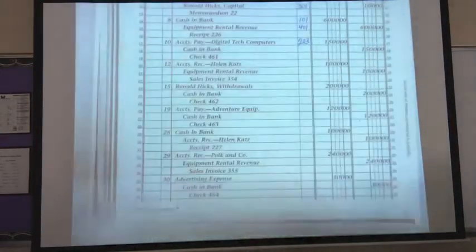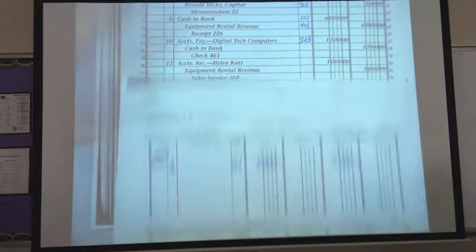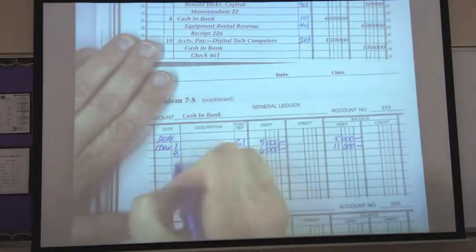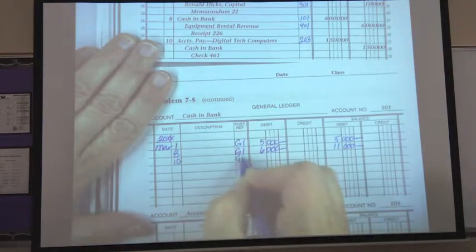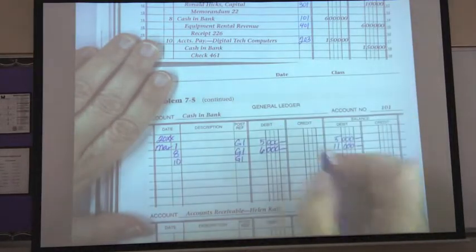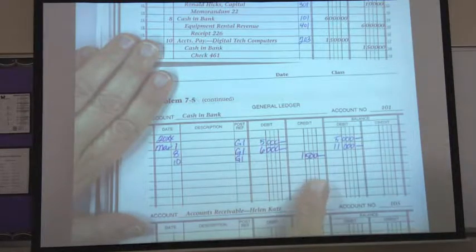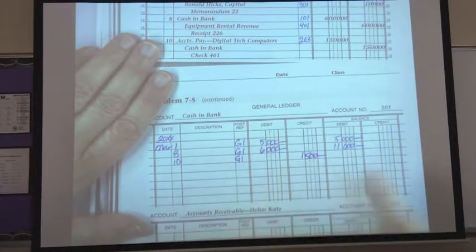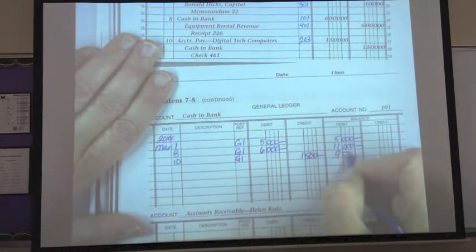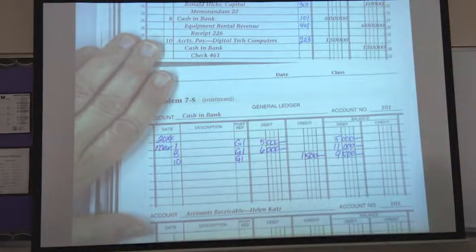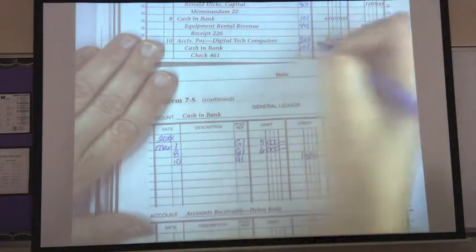Let's go to the cash in bank. Cash in bank on the 10th from G1, we had a credit of 1,500. How do credits affect our balance? Well, it makes our balance go down. So in this case, 11,000 minus 1,500 leaves us with 9,500. And then I'm going to come back up here and write 101.